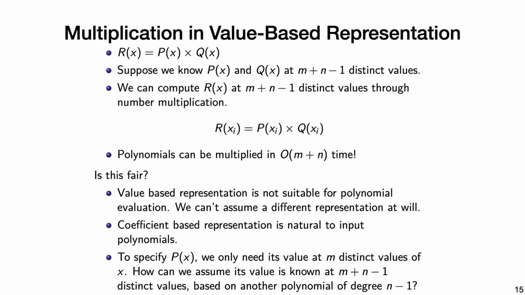And then we can compute r at m plus n minus 1 distinct values just by multiplying the values of p and q that we have evaluated. So we have p of x of i and q of x of i at this many values. We have this many x of i, and we have this many p of x of i and q of x of i. And we can get this many r of x of i by just multiplying the two outputs together.